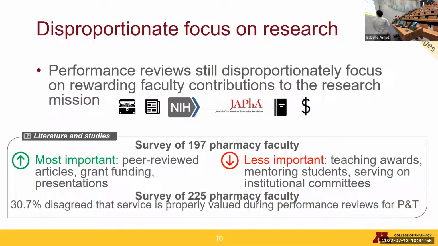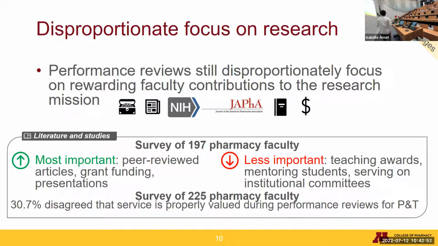One of the main issues, though it's not definitely an issue, is that performance reviews, in any case, and in any study in pharmacy academia, still disproportionately focus on rewarding contributions and activities related to research. This means publishing articles in high impact journals and getting big money from NIH or other funding agencies. And this is confirmed by the literature. A survey of 197 pharmacy faculty in the United States reported that the most important activities during performance review were peer-reviewed publications, grant funding, and presentations at professional conferences.